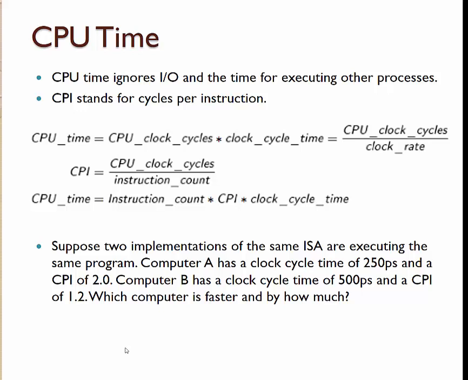CPU time example: suppose 2 implementations of the same instruction set architecture are executing the same program. Computer A has a clock cycle time of 250 picoseconds and a CPI of 2. Computer B has a clock cycle time of 500 picoseconds and a CPI of 1.2. Which computer is faster and by how much? Okay. Well, if you plug those into the equations, and I encourage you to do it, what we see is that A is 1.2 times faster, which is 600 picoseconds over 500 picoseconds.